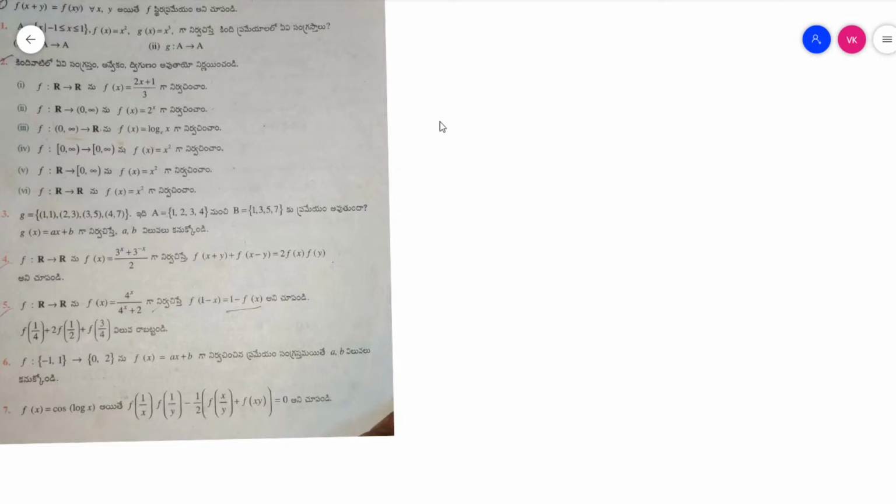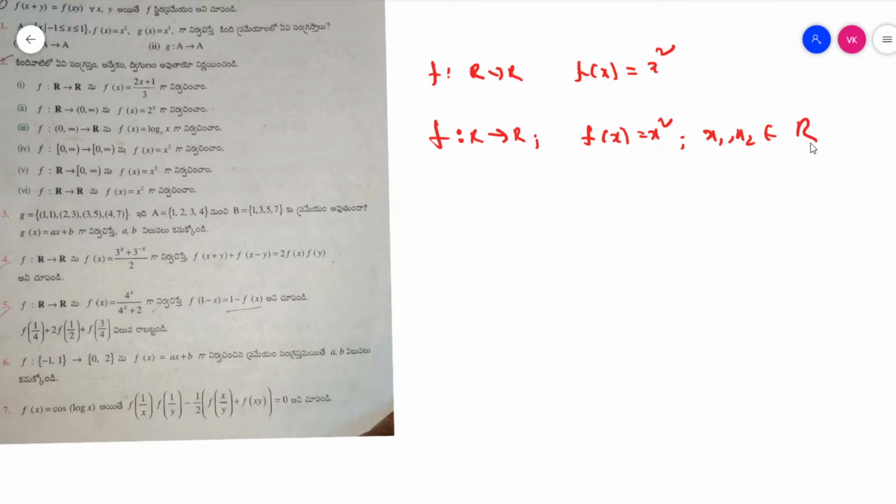Sixth one: given that f maps R to R, defined as f of x is equal to x square. Let's take f maps R to R, where f of x is defined as x square, and for every x1 and x2 belonging to R, we have to prove that f of x1 equal to f of x2 implies x1 is equal to x2. That means x1 square is equal to x2 square.